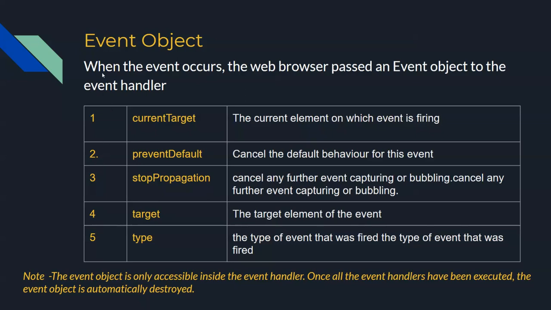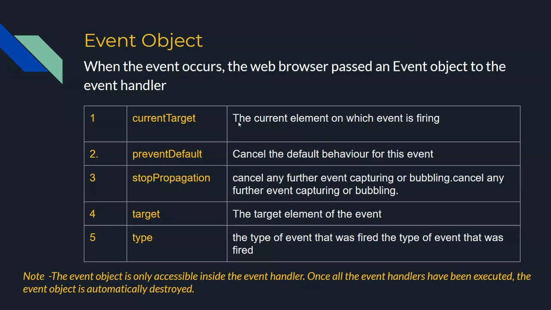So when I click something, the browser passes an event object to the event handler. Just now we fetched event.detail, right? Likewise, within the event object we have many properties available. Some of the commonly used ones, which you may face in the exam, are currentTarget, that is the current element on which the event is firing.